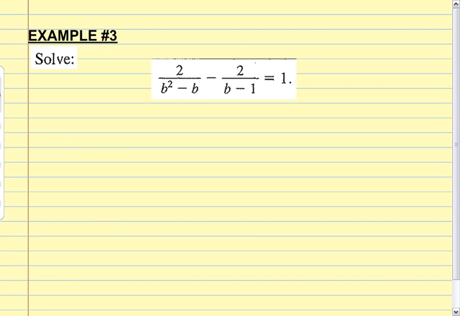Bella, I want you to help me with this one. It's a little more involved. I don't have one fraction over here on the left, right? I've got two, so I can't cross multiply. I can only cross multiply, Sophia, when I have a fraction equaling a fraction. Okay? Only one fraction equaling another fraction.